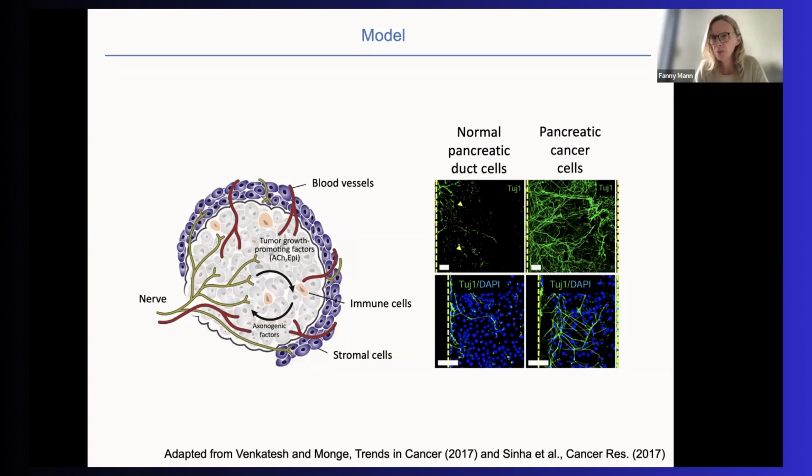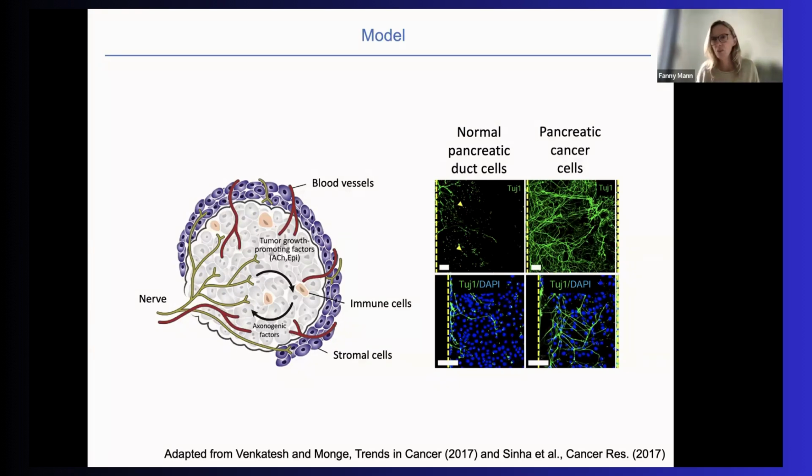And the current model is that pancreatic tumors may be able to actively recruit nerves from surrounding tissues through the secretion of axonogenic factors, which are still not identified. And these axonogenic factors will cause the nerves to branch out and to grow within the tumor microenvironment.